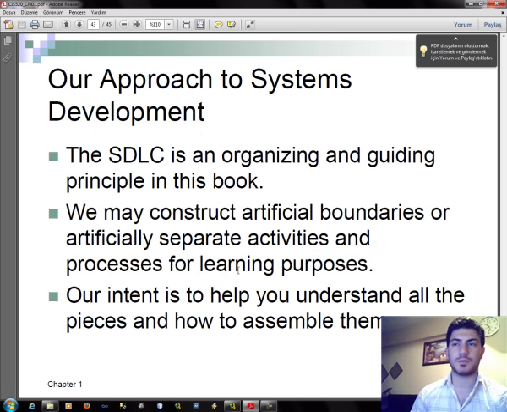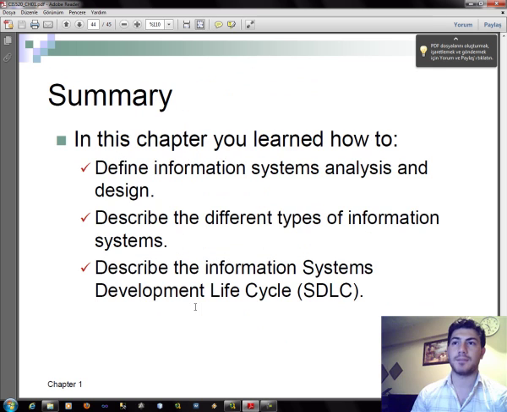Our approach to systems development. The system development life cycle is an organizing and guiding principle in this book. We may construct artificial boundaries or artificially separate activities and processes for learning purposes. Our intent is to help you understand all the pieces and how to assemble them.